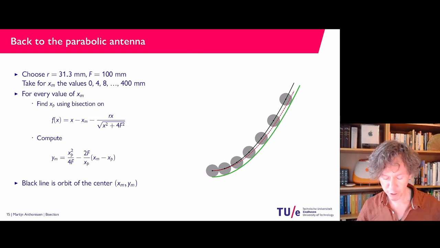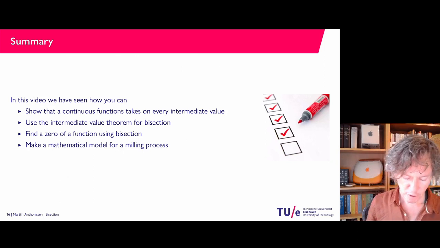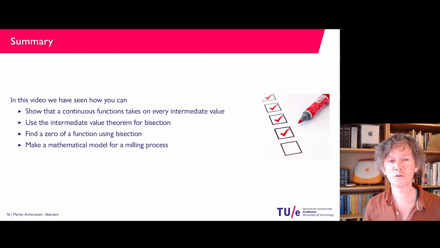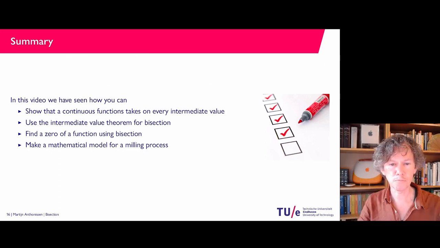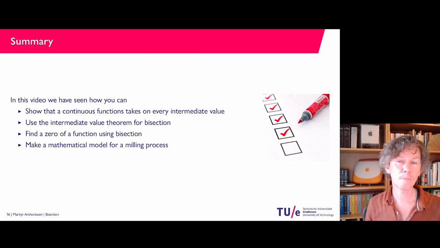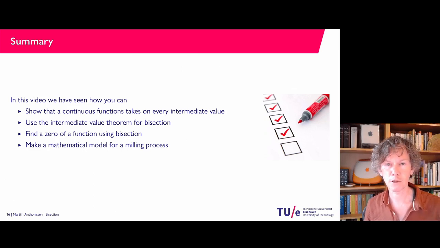So that wraps up this video. Let's see, what have we seen? So we have shown that a continuous function on an interval takes on all the intermediate y values. That's called the intermediate value theorem. We can use that to find a numerical method to find zeros of a continuous function. And then finally, we made a mathematical model for a milling process. So I hope you liked this and that it made clear what you can do using continuity of a function.